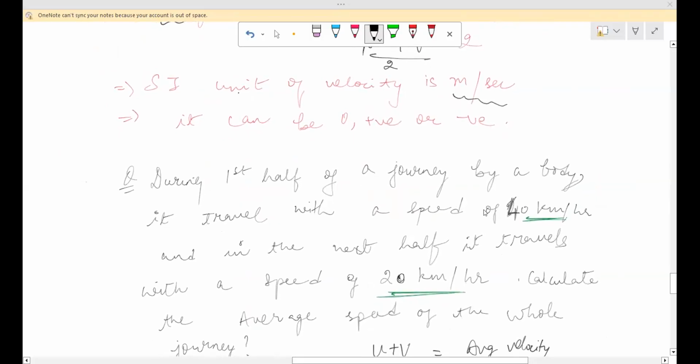During the first half of a journey by a body, it travels with a speed of 40 km per hour, and in the next half, it travels with a speed of 20 km per hour. Calculate the average speed of the whole journey. Write the question.